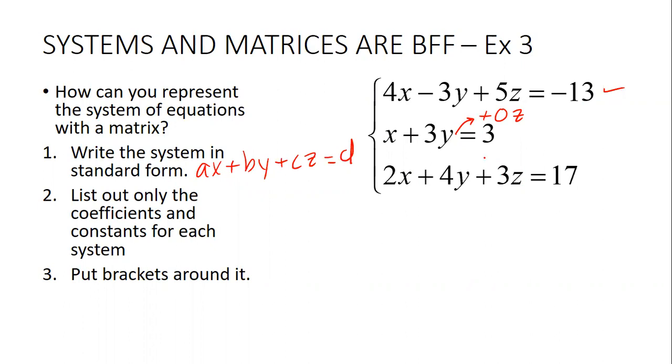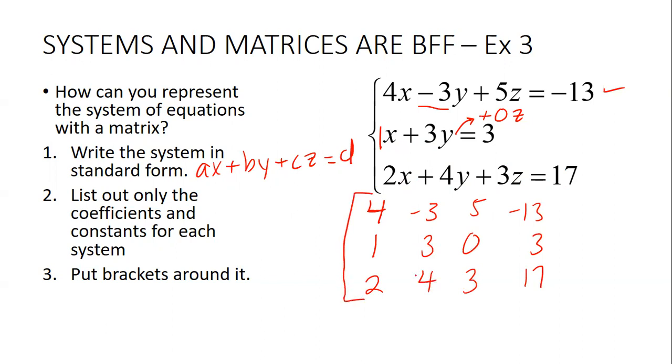Now I'm just going to list out the coefficients and constants. In the first row, I have 4, negative 3, 5, negative 13. In the second row, I have 1, 3, 0, 3. In the third row, I have 2, 4, 3, 17. And that is your matrix.